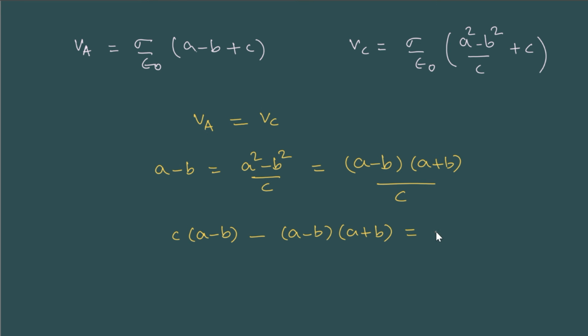So that means A minus B times C minus A minus B is equal to 0. So either A minus B equal to 0, which is A equal to B, or C minus A minus B equal to 0, which is C equal to A plus B. But we know that A is not equal to B, so this is not possible. So that means the relation is C should be A plus B, so that A and C have the same electric potentials.